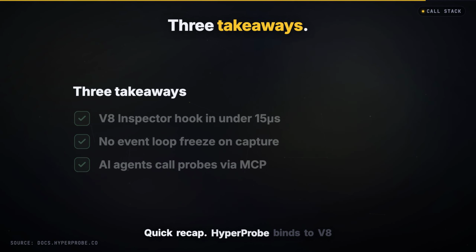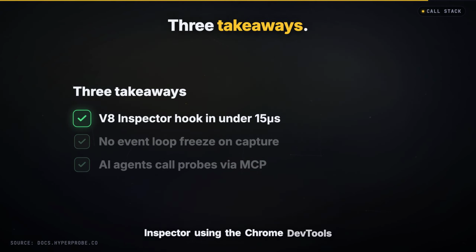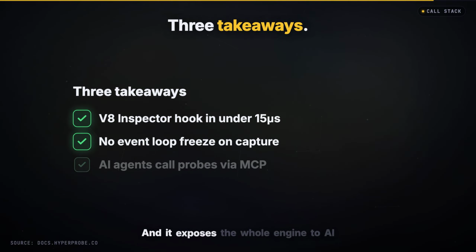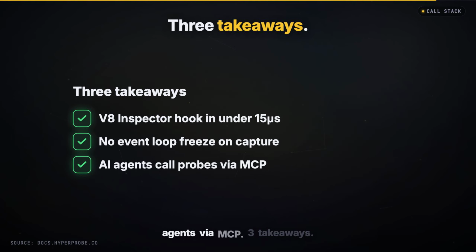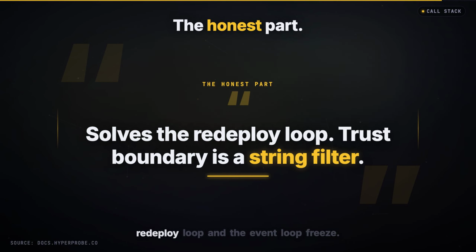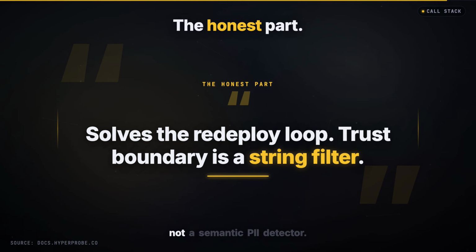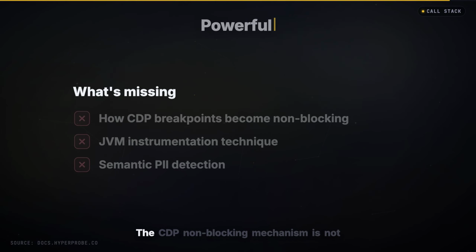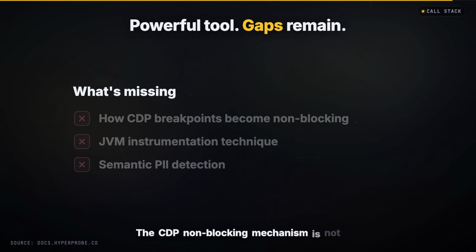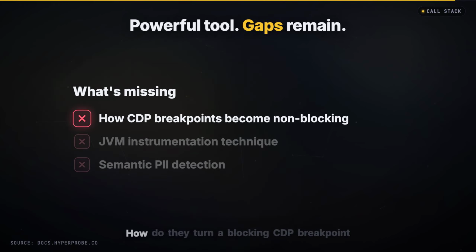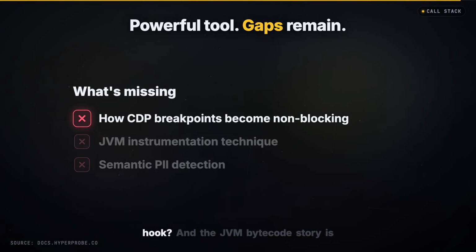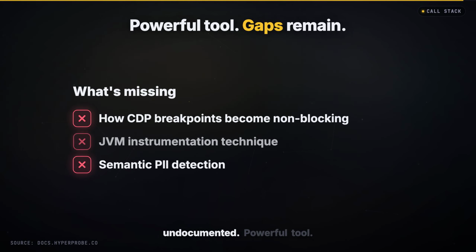Quick recap. HyperProbe binds to V8 Inspector using the Chrome DevTools Protocol. It captures variable snapshots without blocking the event loop, and it exposes the whole engine to AI agents via MCP. 3 takeaways. The honest part. HyperProbe solves the redeploy loop and the event loop freeze, but the trust boundary is a string filter, not a semantic PII detector. The CDP non-blocking mechanism is not explained in the public docs. How do they turn a blocking CDP breakpoint into a 15 microsecond non-blocking hook? And the JVM bytecode story is undocumented.